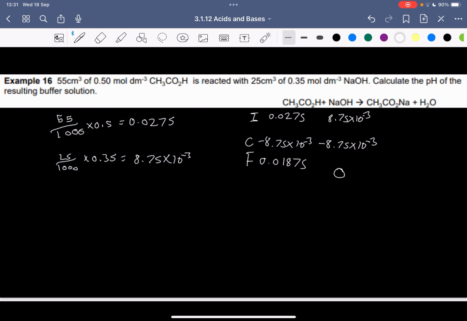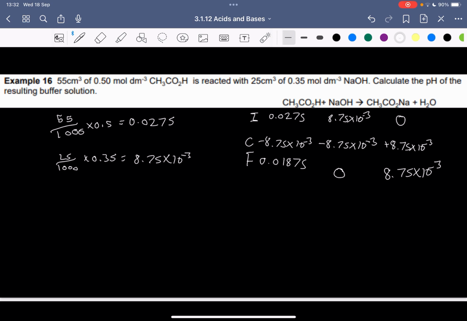Now, unlike the neutralization reaction we did before, we know now that the salt actually matters as well. So initially we have 0 moles of salt, and we add 8.75 × 10⁻³, just like we do with a normal ICE table. And now we know that we have 8.75 × 10⁻³ moles of that.